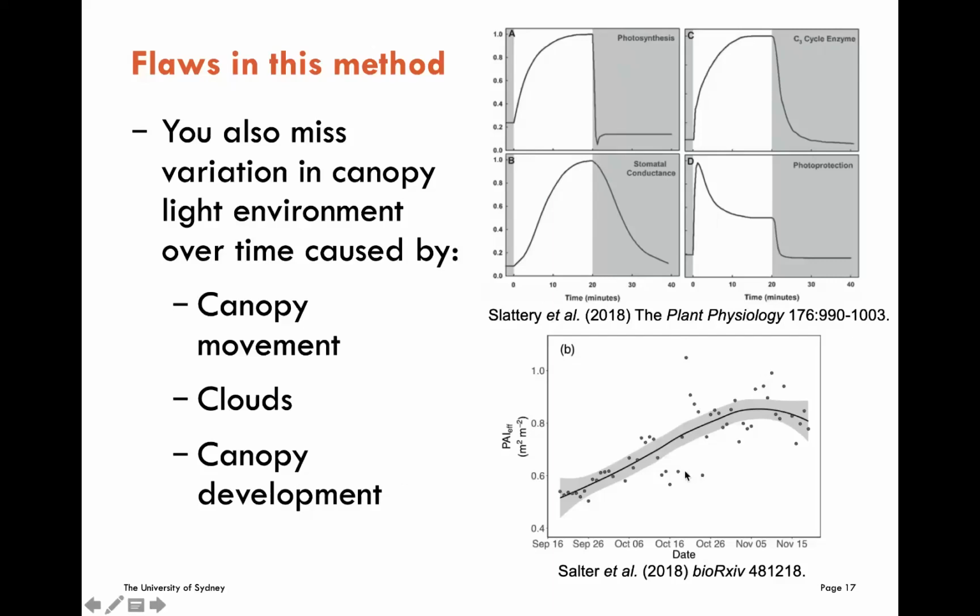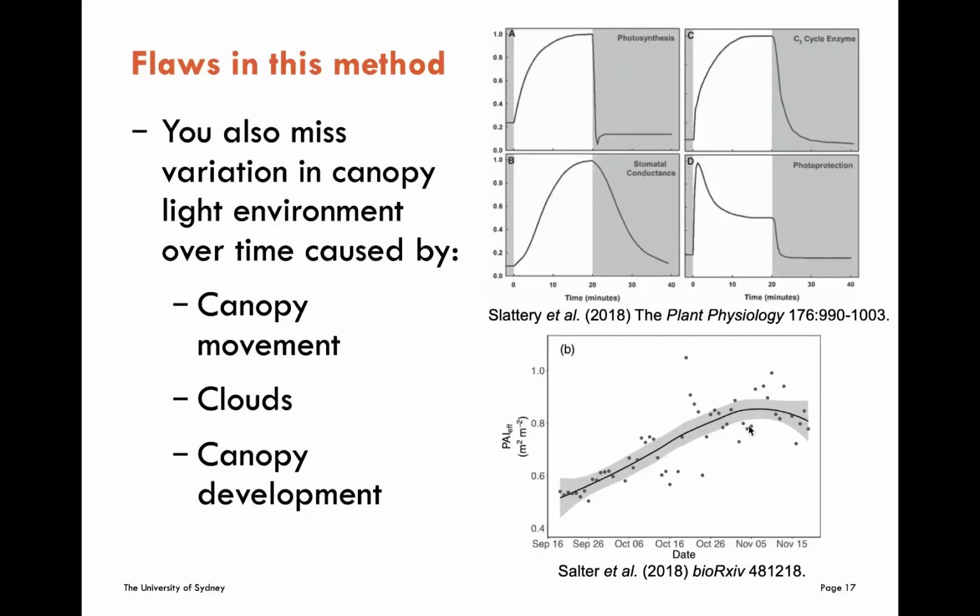This here is from a recent preprint that we put out, showing how the plant area index increases as the crop develops. That's what we would expect. Up the top here, we've got a bit of senescence occurring, and so it begins to drop off after this point. Again, spot measurements, you're not really going to capture that.